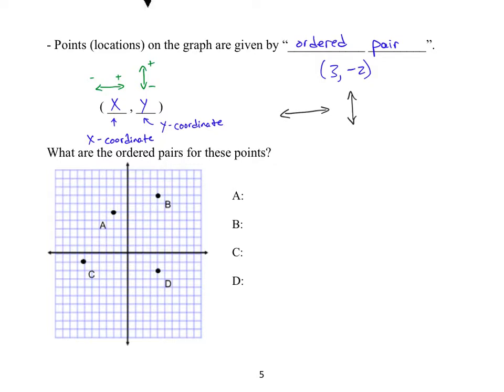Okay, anyway, so always side to side first, and then the up and down. So ordered pairs for these points here. Let's look at A.